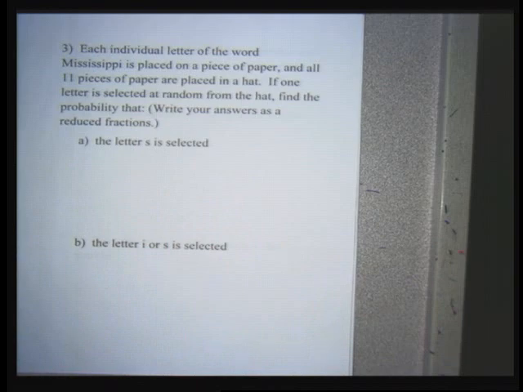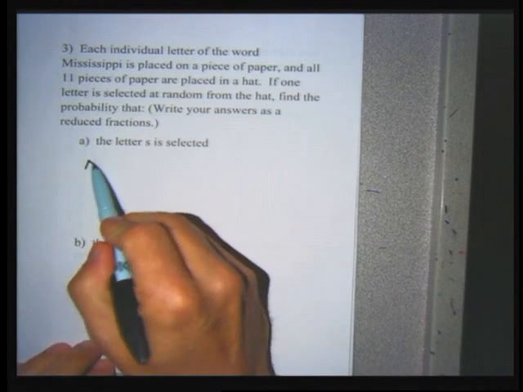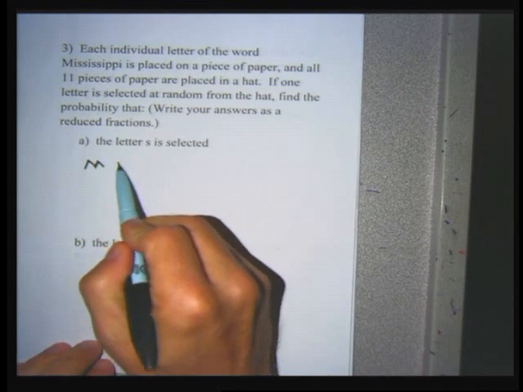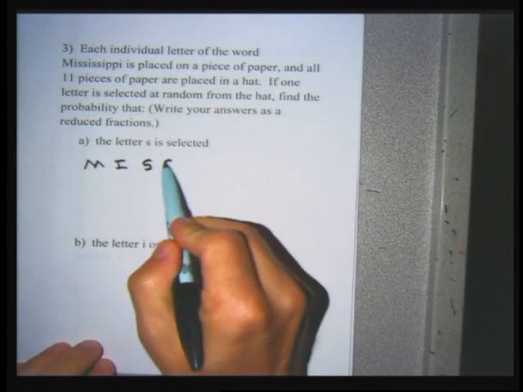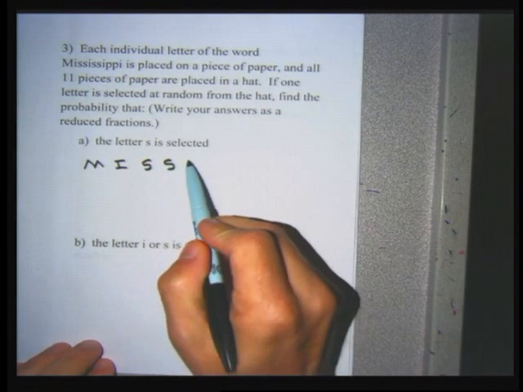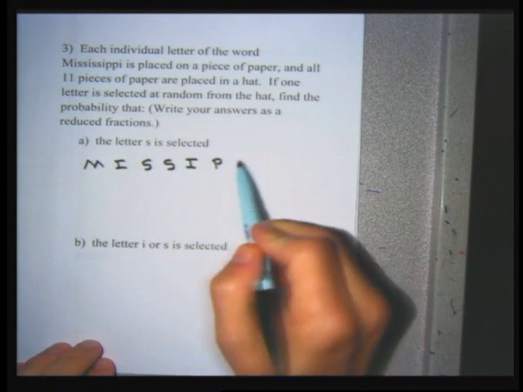So we had a couple different problems in the chapter with Mississippi. We had a problem that was a distinguishable permutation problem. That's way later. It's not yet. Here, I'm just taking the letters from Mississippi, putting them on individual sheets of paper, putting those sheets of paper in a hat, and randomly picking one of those sheets of paper out. And now I want to find some probabilities.